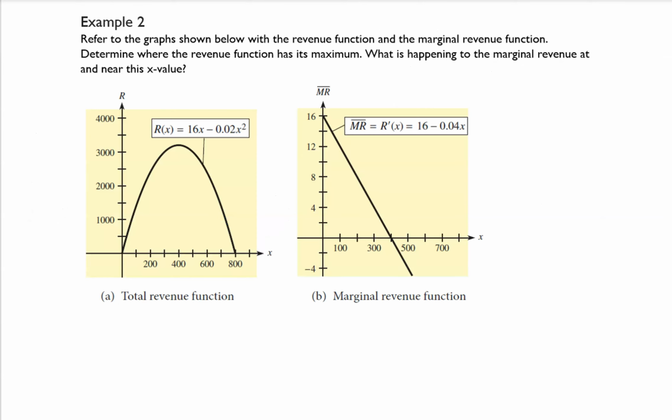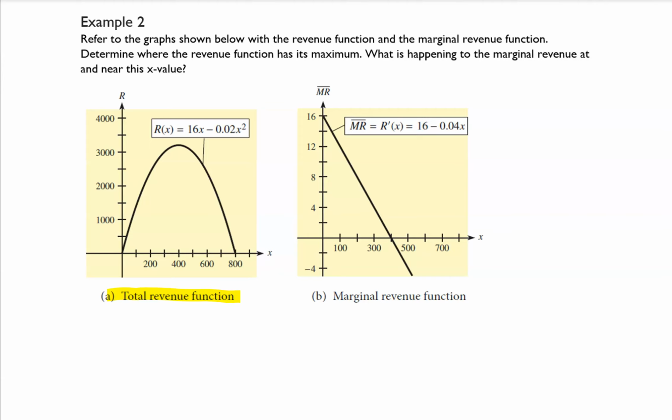Example 2 says, refer to the graphs shown below with the revenue function and the marginal revenue function. Determine where the revenue function has its maximum. What is happening to the marginal revenue at and near this x value? So here on the left-hand side, we have the total revenue function, and it's asking at what x value the revenue function has its maximum.